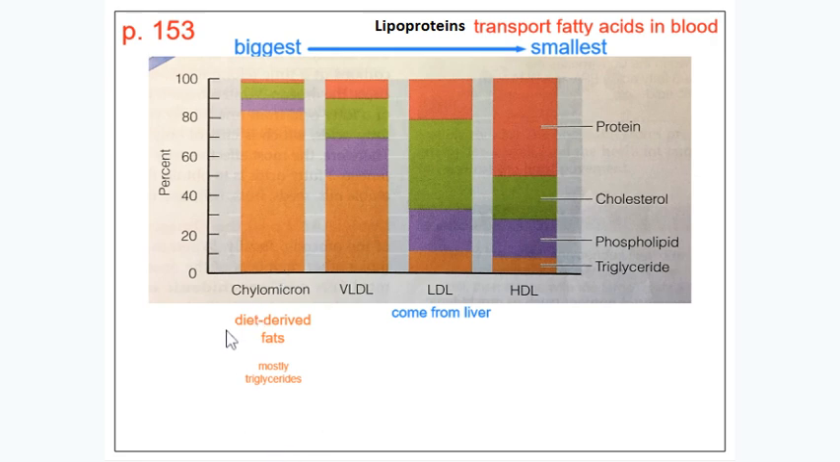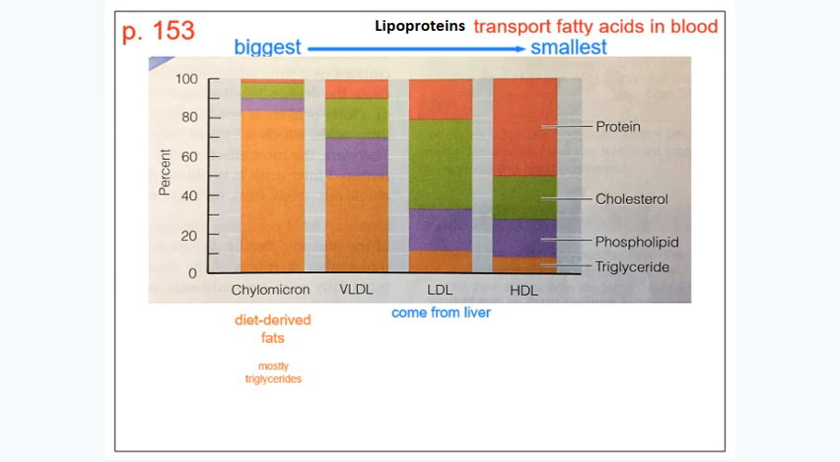But chylomicrons are the only ones that contain diet-derived fats. And also know that they are mostly triglycerides. I'm not going to have you memorize this number because they shrink as they travel, so they won't stay at 85%. They'll shrink as they travel around your body for like 12 to 14 hours.